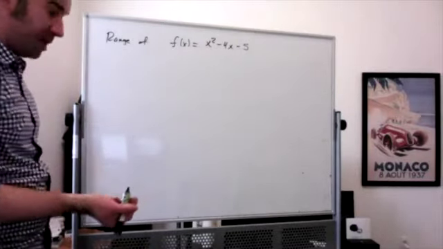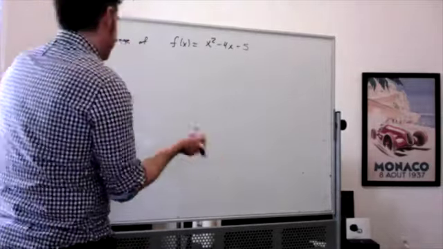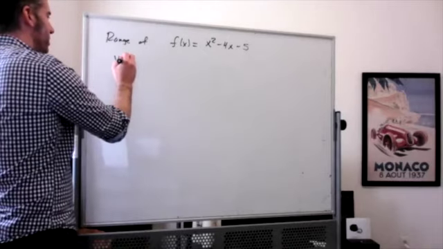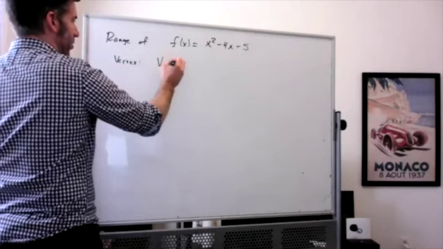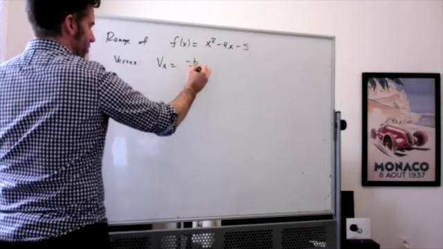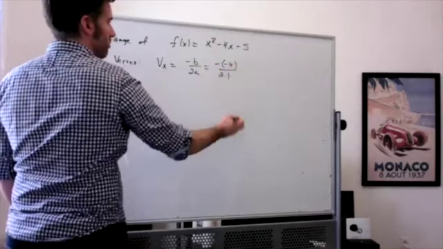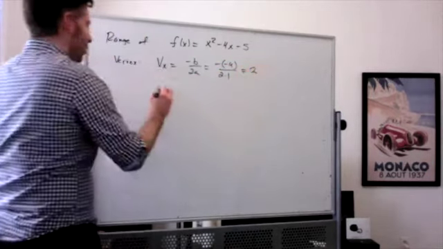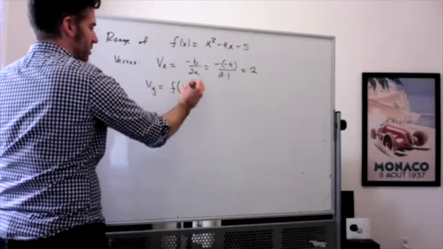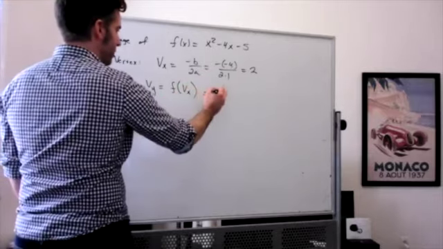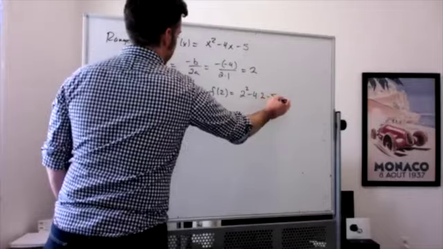It's a parabola. It opens upwards. We know there's some bottom where the vertex is. Let's actually graph it though. We can find the vertex by finding the x coordinate, which is negative b over 2a, which is negative 4 over 2 times 1, which is 2. The y coordinate of the vertex is the function evaluated at the x coordinate. So it's going to be f of 2, which is 2 squared minus 4 times 2 minus 5.